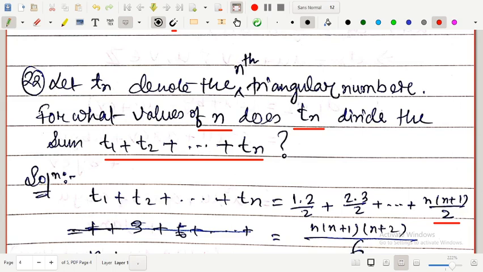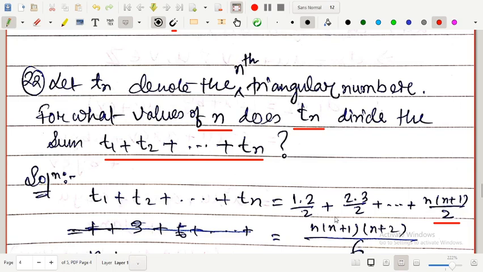T1 is the sum of the first natural number, it is 1 into (1 plus 1) by 2, that is 1. Then the second triangular number is adding 1 and 2, so it is 2 into (2 plus 1) by 2. We are using that formula n into (n plus 1) by 2. So 2 into (2 plus 1) by 2, you are getting 3. And the third triangular number T3, that is 1 plus 2 plus 3, is 3 into (3 plus 1) by 2, like this. And a triangular number is n into (n plus 1) by 2.